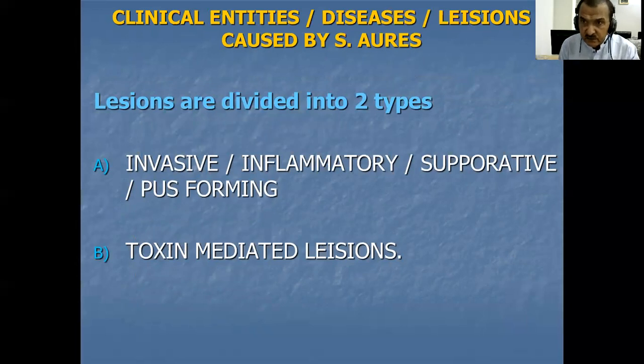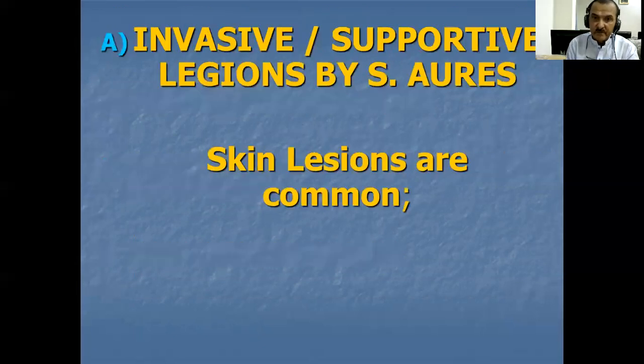Clinical entities, diseases, lesions caused by Staphylococcus aureus. Lesions are divided into two types: invasive, inflammatory, suppurative, pus-forming. And the second one is the toxin-mediated lesion, which we discussed. Skin lesions are common in case of the invasive, suppurative lesions caused by Staphylococcus aureus.